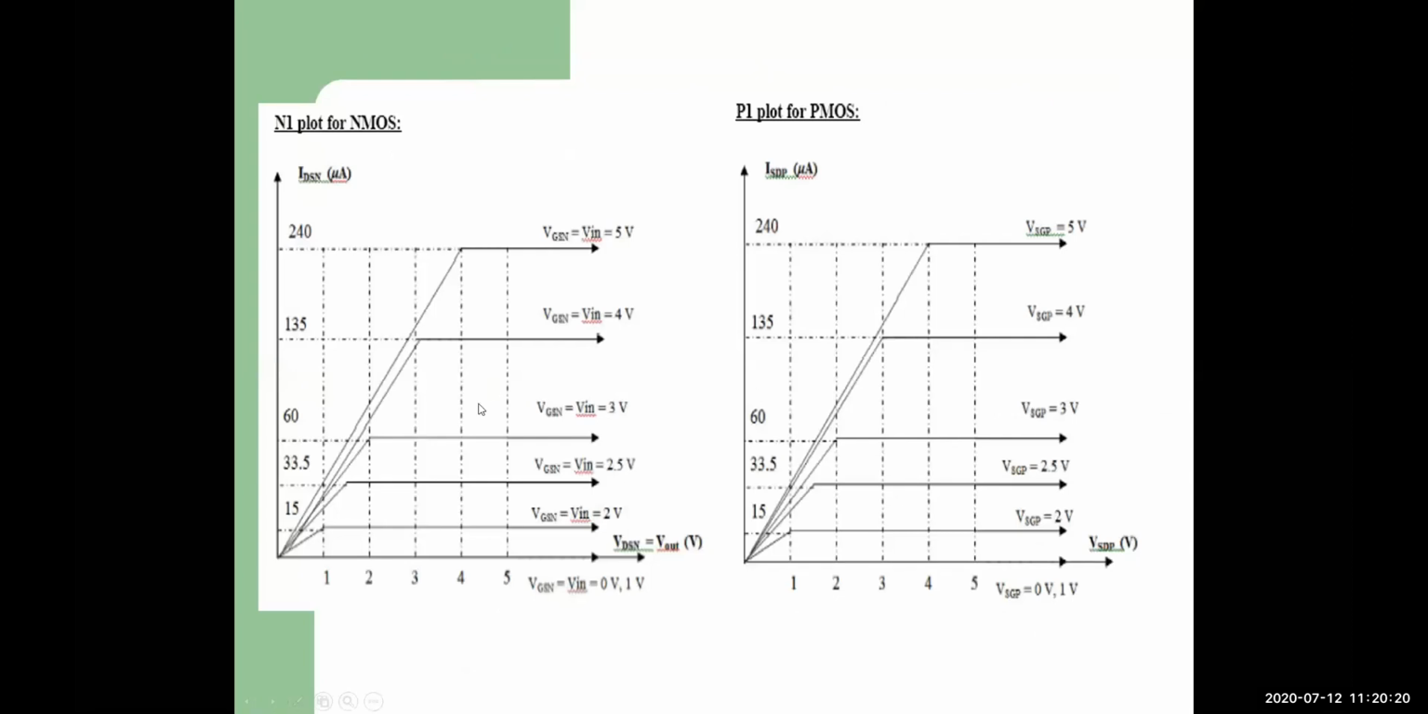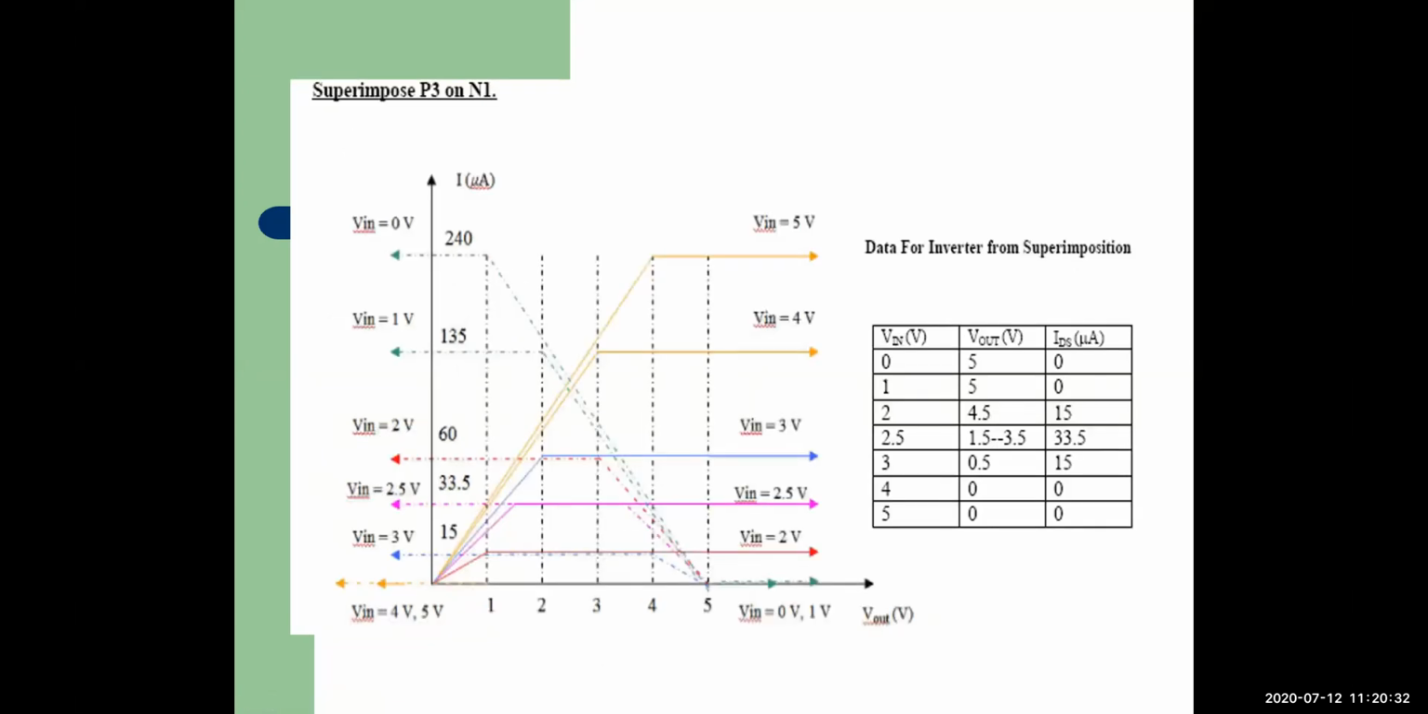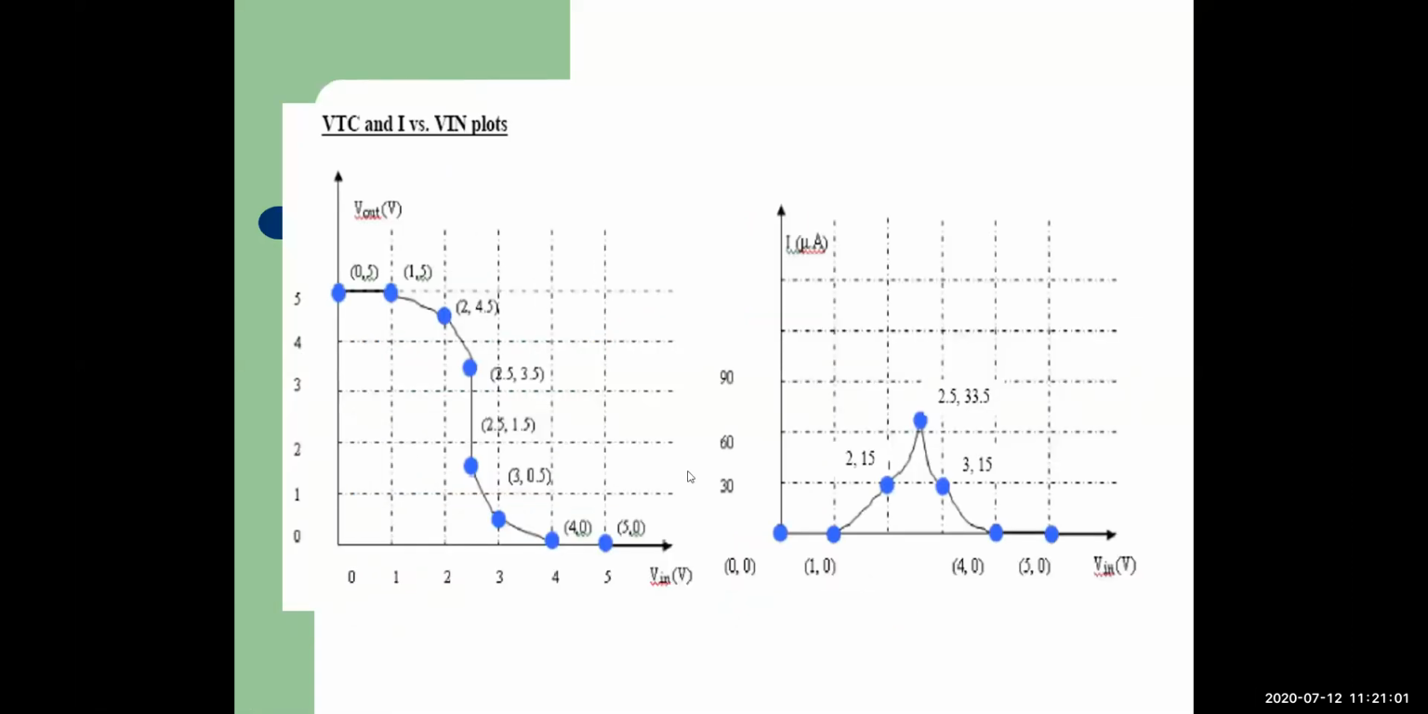After that, we have to find two graphs, one for PMOS, one for NMOS. Then we need to rotate or flip the graph of PMOS. Then we need to superimpose the PMOS graph and NMOS graph. NMOS graph is this one, the right facing. PMOS graph is this one, the left facing. After that, we will find some intersection points. With those intersection points, we will fill up this table: V in, V out, IDS. After filling out this table, we can draw this graph and this graph.